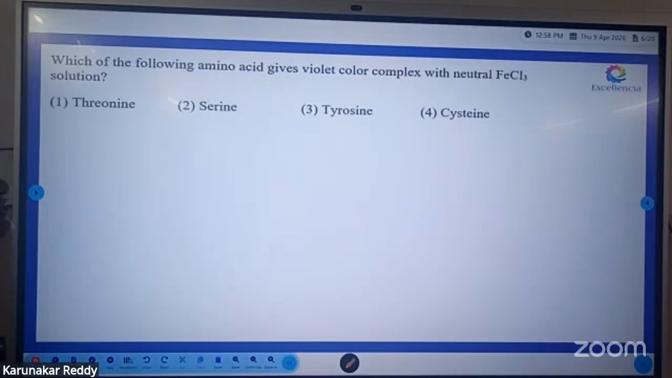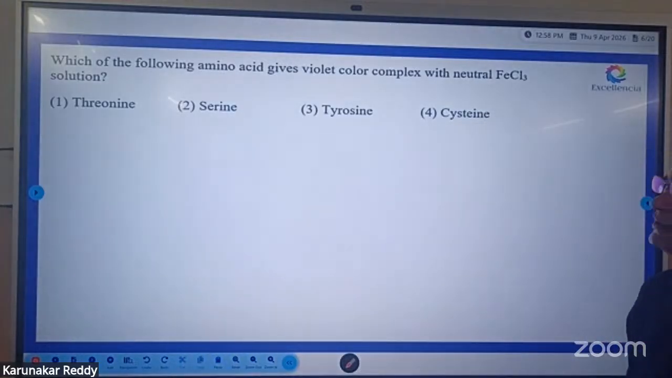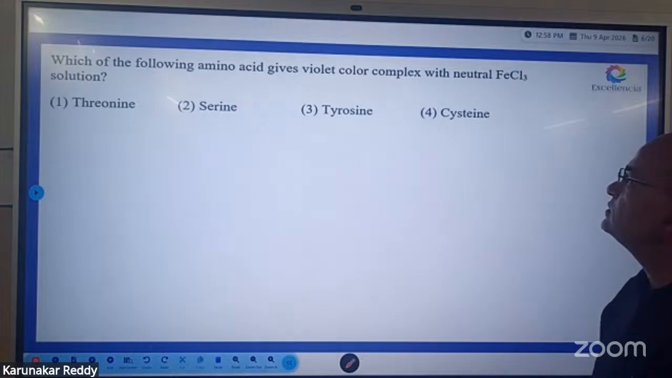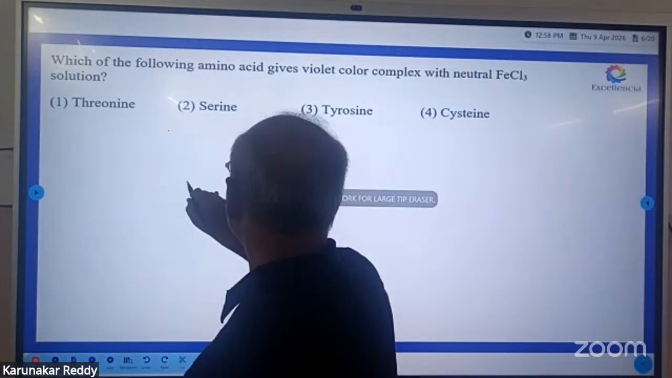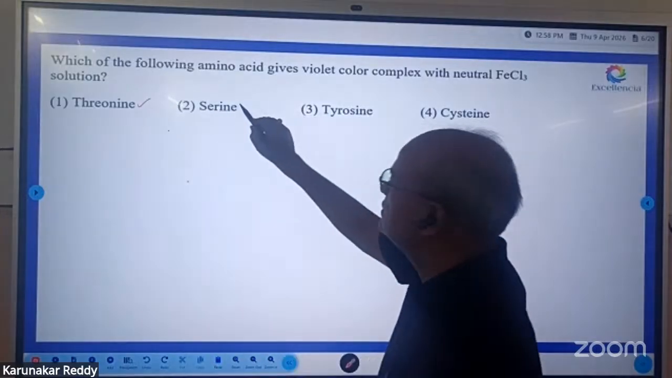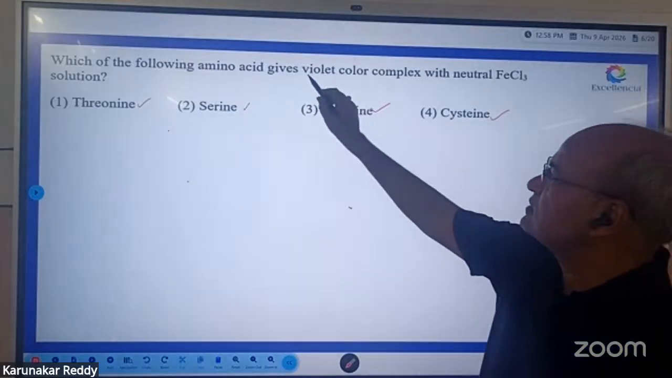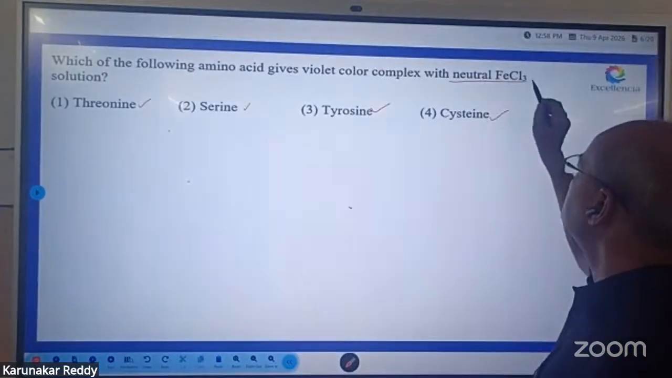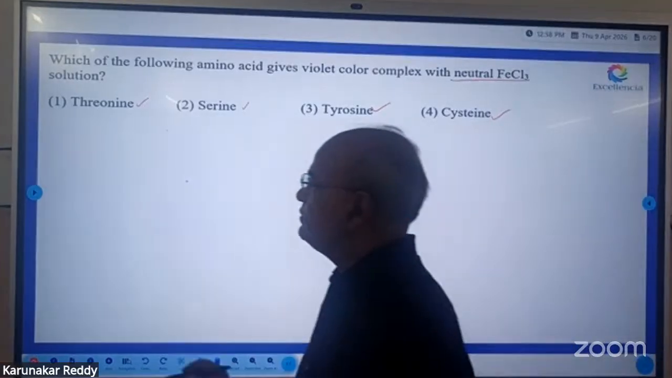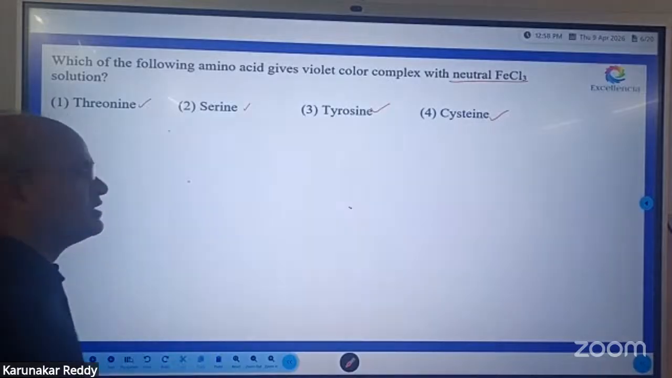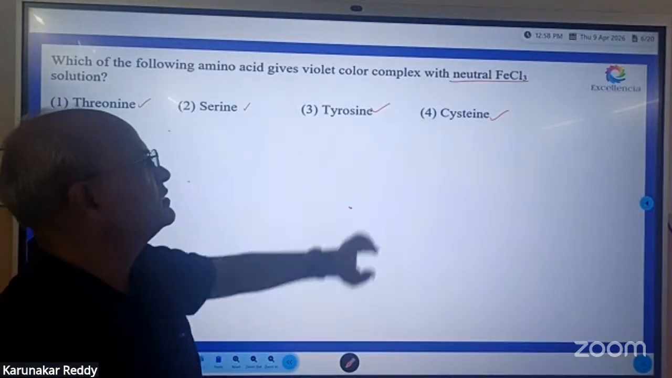It's very easy. It's actually from the biomolecules chapter: threonine, serine, tyrosine, cysteine. They are alpha amino acids. But the thing is that they are asking about the reaction with neutral ferric chloride. So if you know about the structure and its functional groups, we can easily say whether it reacts with that or not.